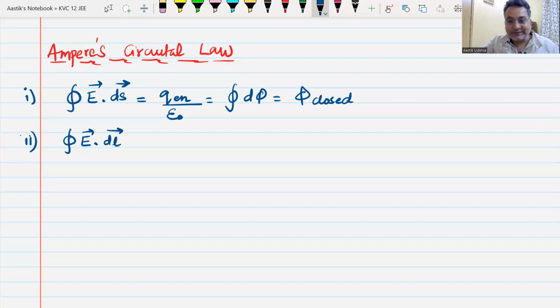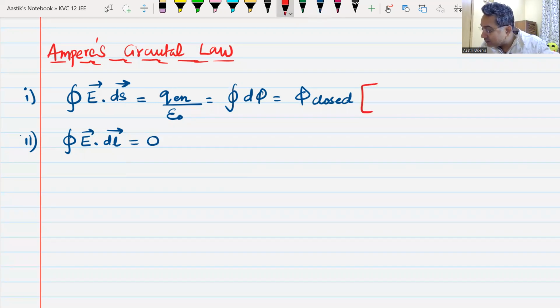Anyone recollects this? Mu naught into I. Electric field this is. Line integral of electric field. Difference in potential, sir. This is, my dear friend, 0.